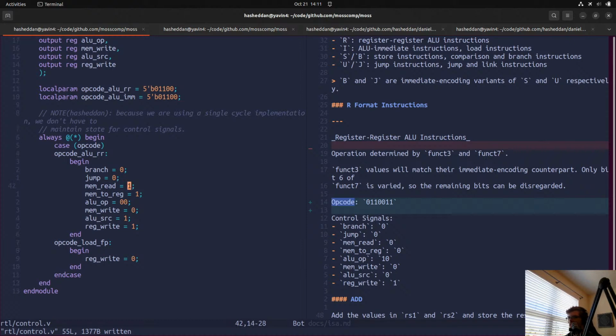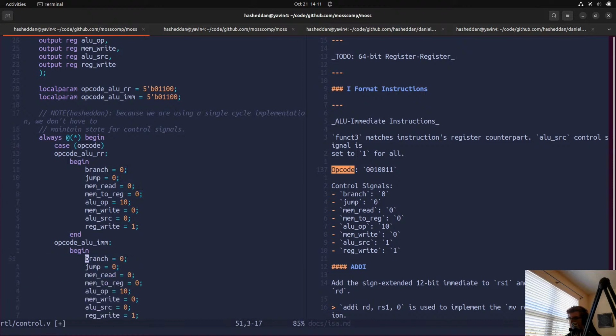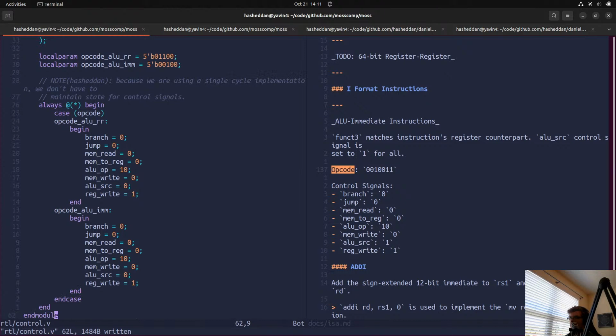Memread is 0. Mem to reg 0. ALU op 10. Memwrite 0. ALU source 0. And we'll do one more. And then I want to get our test bench going. Okay, branch, jump, memread, mem to reg, ALU op, memwrite, ALU source is immediate, and then reg write. Okay, those make sense.